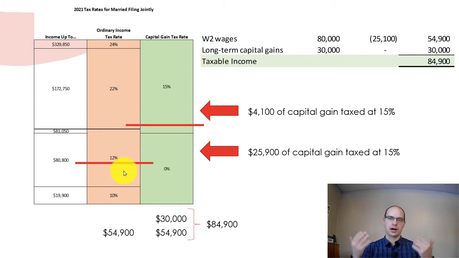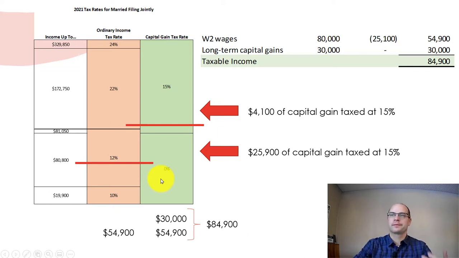But remember how the tax rates work. The entire $54,900 is not going to be up here at 12%. They're going to pay 10% on the first $19,900 of this $54,900, with the balance being taxed at 12%. And the same is true for their capital gain.